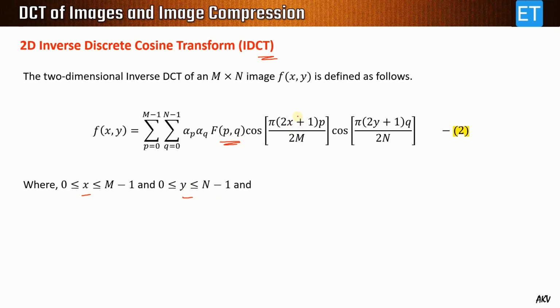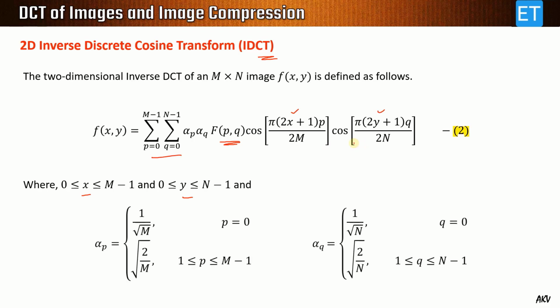So here we are substituting x and y first. So substituting, let's say x equal to 0 and y equal to 0, then varying the loop for p and q. Similarly, we will write x equal to 0, y equal to 1, then varying these two loops again. So here you have to implement 4 for loops again. So the procedure is similar to what we applied for FDCT. And the equations for alpha p and alpha q remain the same as in equation 1. So this part is the same.